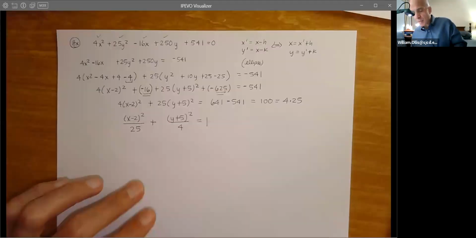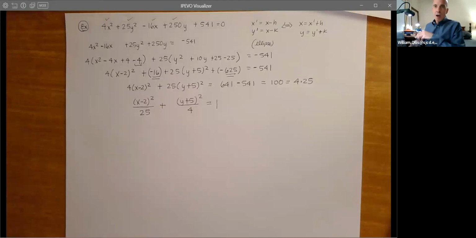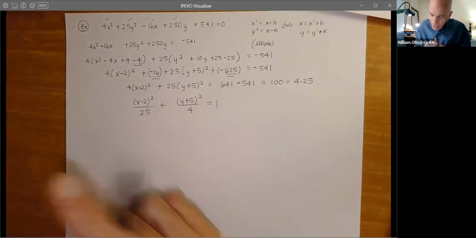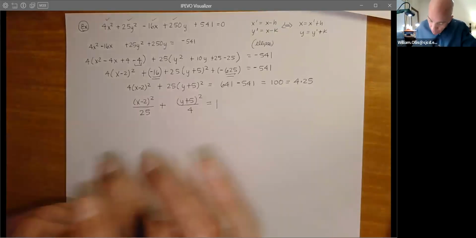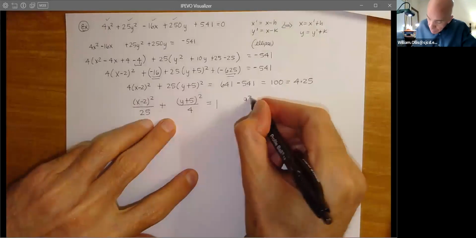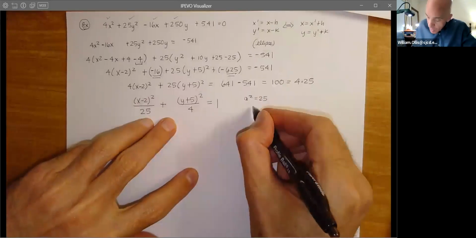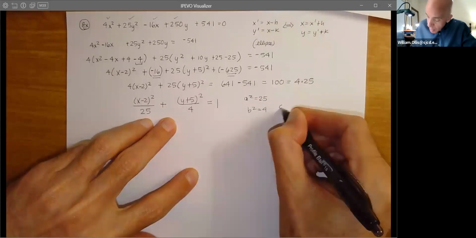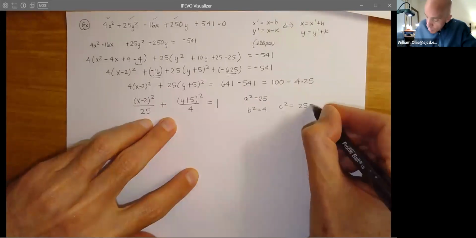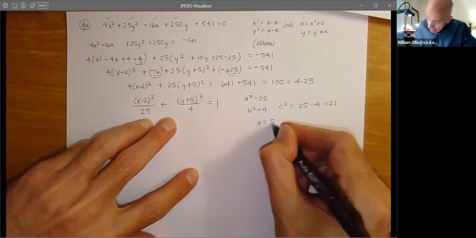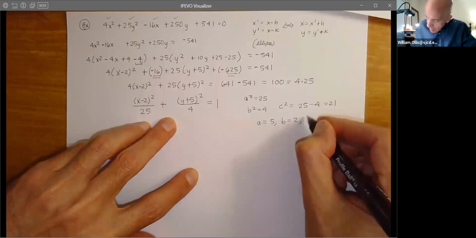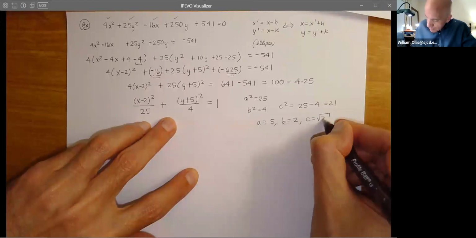So now when you look at this, we can write down all the particulars, and then you can make a sketch. The ellipse is a walk in the park compared to the parabola and the hyperbola. So now we have a squared equals 25. We have b squared equals 4. So c squared equals 25 minus 4, which is 21. So a equals 5, b equals 2, and c equals the square root of 21.